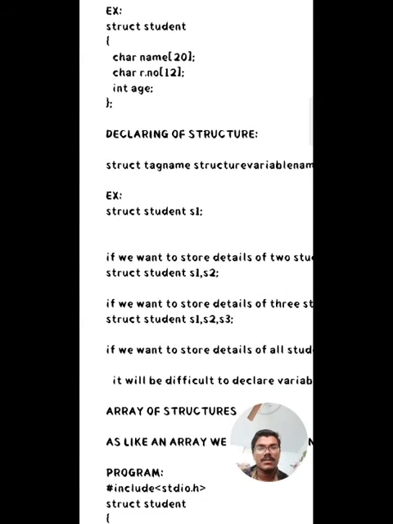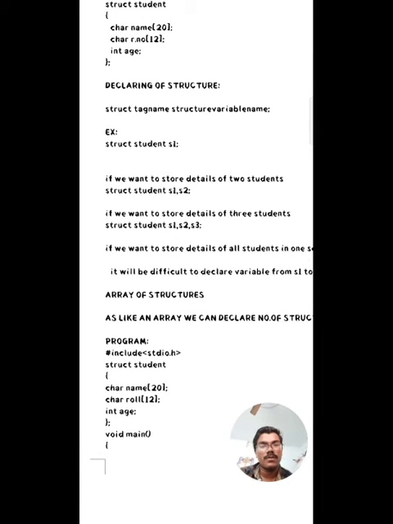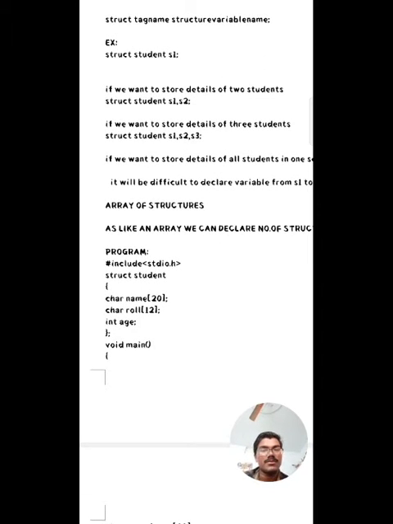How to declare a structure? struct tag name, structure variable name. Here we can declare a variable: struct student s1. If you want to store details of two students, you can declare struct student s1, s2. If you want three students, struct student s1, s2, s3. If you have more than three students, like students in a class or a section or in a college, it is very difficult to declare from s1 to sn. So the concept of array of structures is introduced.